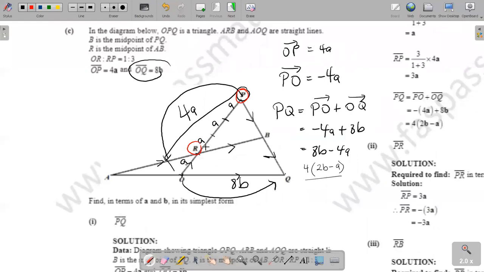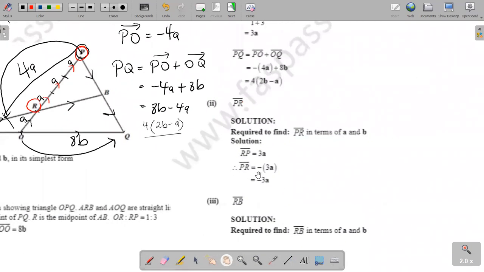So would it be positive or negative? Remember, this way is positive, so to go the opposite way, it's going to be what? Minus 3a. How many a's do you need to get to R? 3 of them. Look here. Negative 3a. That's it. That's the answer.